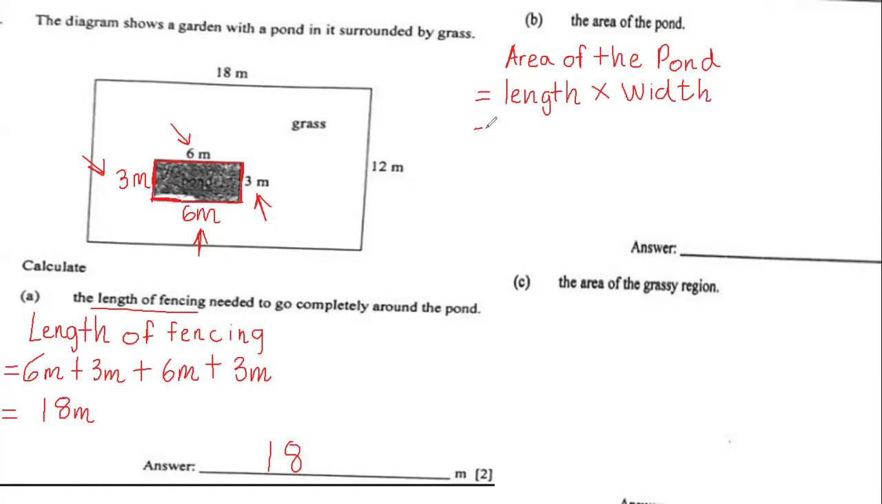And that's going to be equal to, what is the length of the pond? The pond now, not the grassy region. It's not the same thing as the fencing. The length is always the longest side. What is the length? 6 meters. So the length is 6 meters. And what is the width? 3 meters. The width is 3 meters, very good.